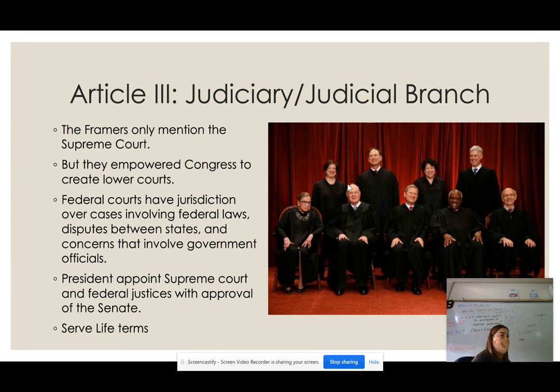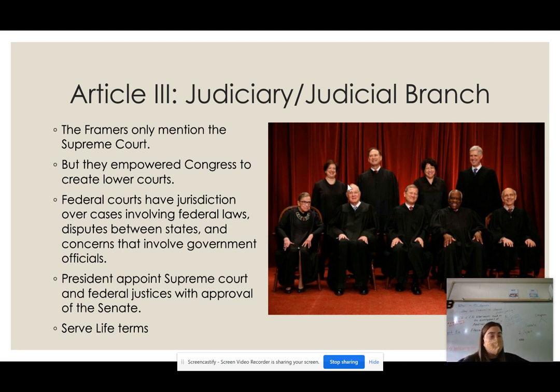Judicial branch. The framers only ever mentioned the Supreme Court. They didn't mention the lower courts. However, they empowered Congress to create lower courts. The President appoints the Supreme Court, and the federal justices have to approve of this appointment. They give their advice and consent to the president.